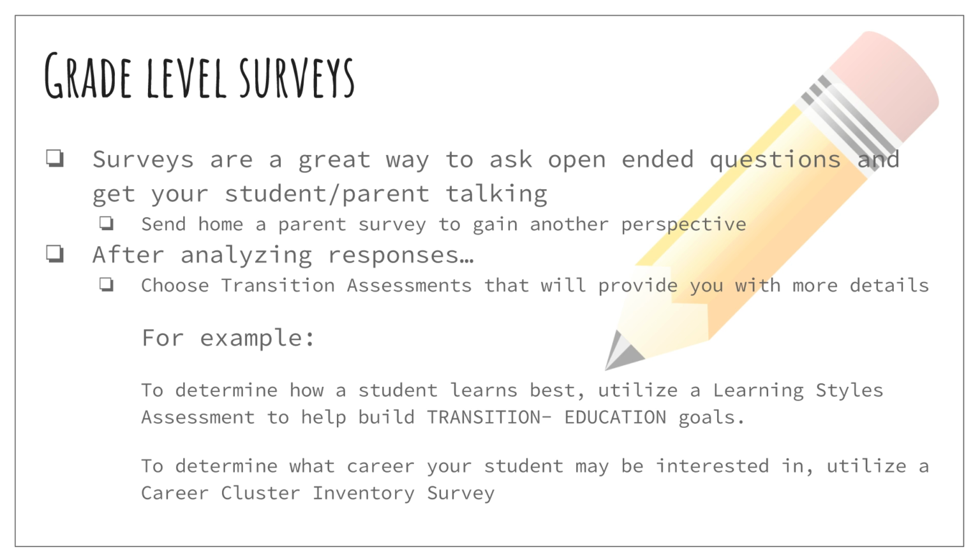For example, if the student says that they want to pursue college, to determine how a student learns best, you might utilize a learning styles assessment to help build your transition education goals so that they are successful in maybe attending college. If they want to, for example, become a welder, then you could use a career cluster inventory survey to make sure that their actual interests align to being a welder. Maybe they might not know. The career cluster inventory survey may help you figure that out with the student.